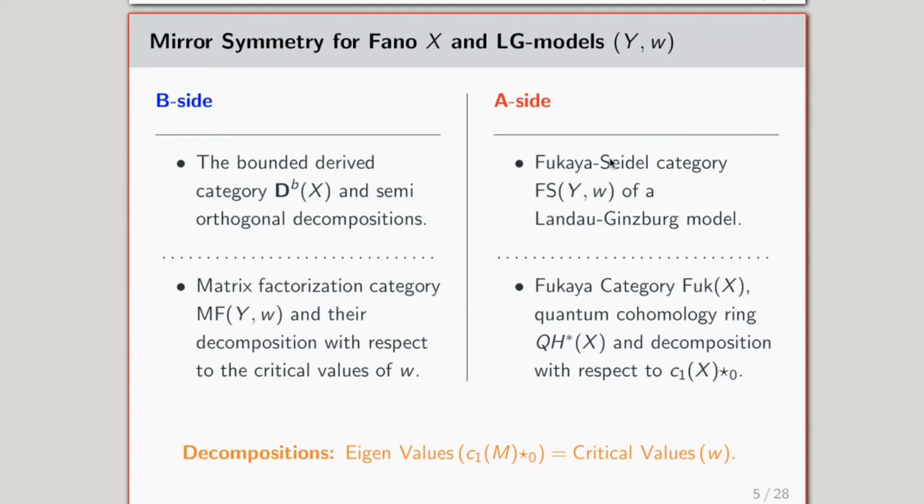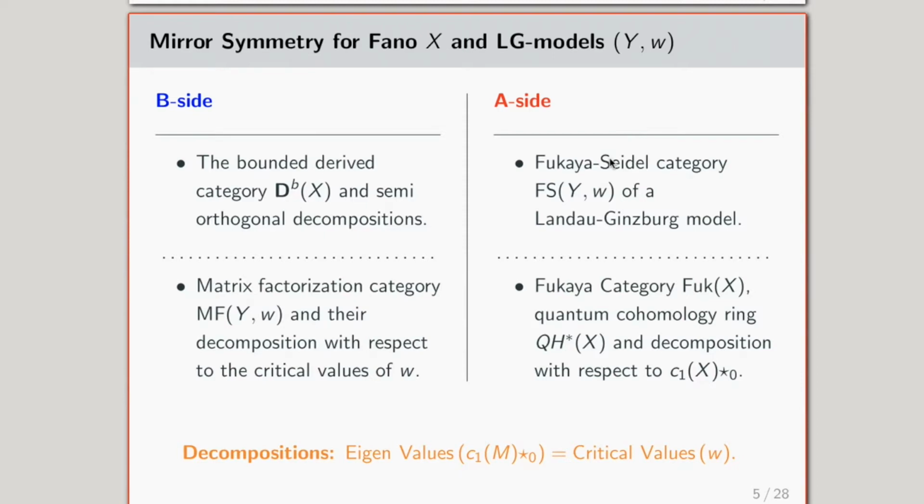So we are in the setup of Fano varieties. X is a Fano variety. The mirror is expected to be what is called an LG model, which is a quasi-projective variety Y, and W is a proper map, with some additional properties. The bigger homological mirror symmetry conjecture says that on the B side you have the derived category of the Fano variety, and that should be equivalent to the Fukaya-Seidel category of the Landau-Ginzburg model. That's from A to B, and then there's also B to A, which says that the Fukaya category of the original Fano variety should be equal to the matrix factorization category. Okay, so that's the mirror symmetry.